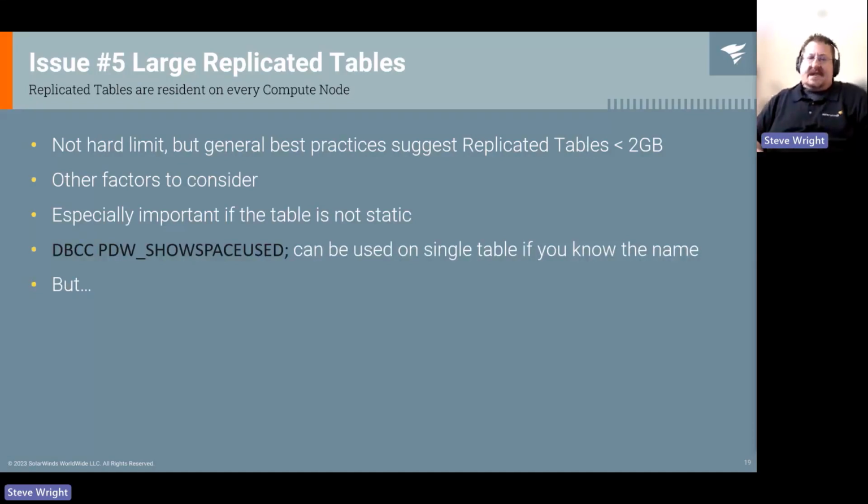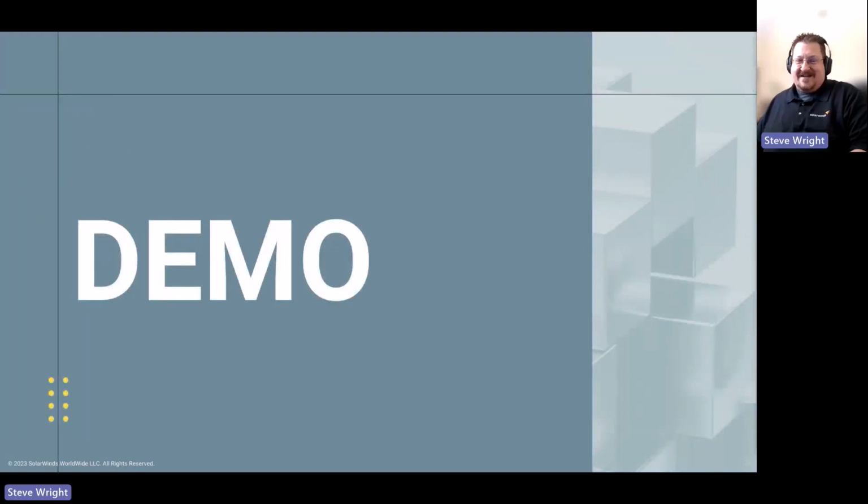Like I said, 2 gig is kind of the best practice, but there are other factors to consider. If the table data is really static or completely static, it might be less of an issue. It depends on how often you're scaling up and down your environment too, those types of things. And if you want to find out how big your replicated tables are, if you know the tables that are replicated, first of all, there is DBCC PDW_SHOWSPACEUSED, but that's not the most user-friendly way to do it.